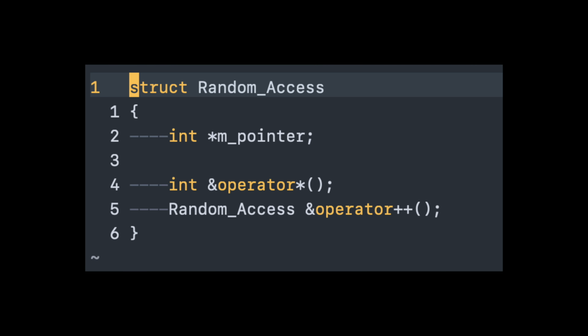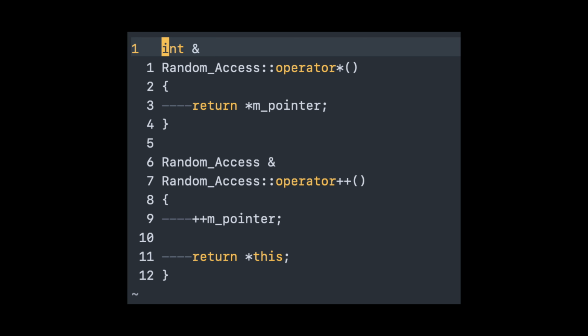I call my iterator random access. That's not important for now. Inside our iterator we have the pointer we are abstracting, and two declarations for overloading the dereference and increment operators. Now we can dereference and increment our random access iterator, just like if it was a raw pointer.